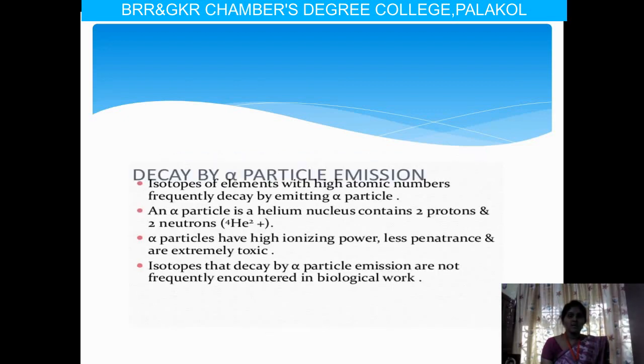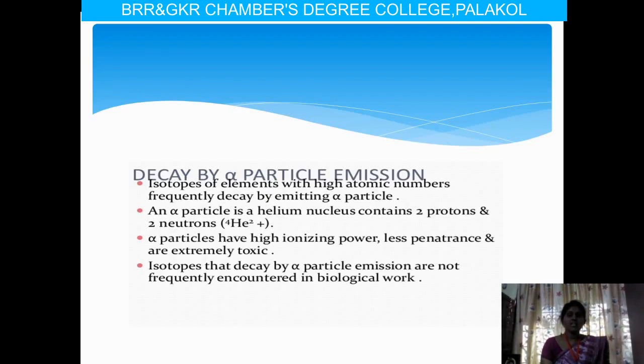Then decay by alpha particle emission. Isotopes of elements with a high atomic number frequently decay by emitting alpha particles. These have more affinity and more strength compared to other emissions. Here two protons and two neutrons are present, so the emission produces a change of 4 in mass number and 2 in atomic number.